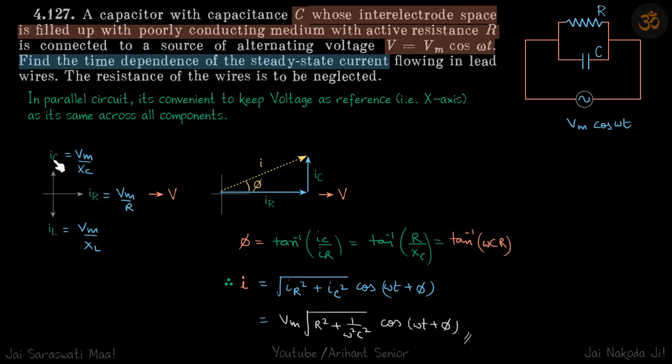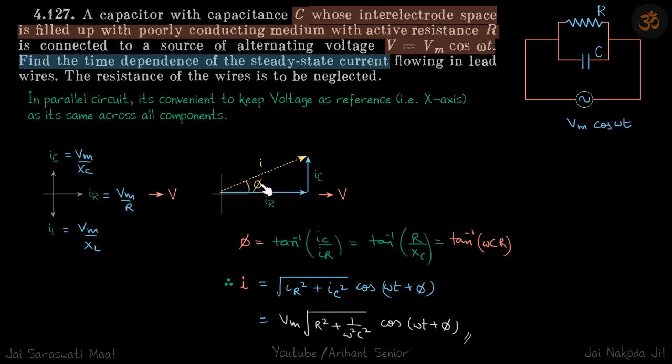Now we know the current in a capacitor is ahead of voltage by 90 degrees and current in an inductor lags behind the voltage by 90 degrees. So he has not given an inductor, but this is the general case. And IC is Vm by Xc, IR is Vm by R, and IL is Vm by XL. So all these represent the maximum values of IC, IR, and IL. And then we have phase.